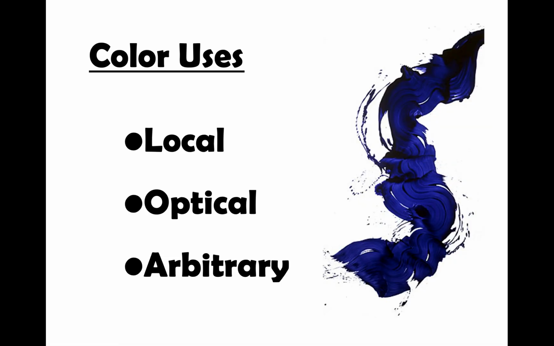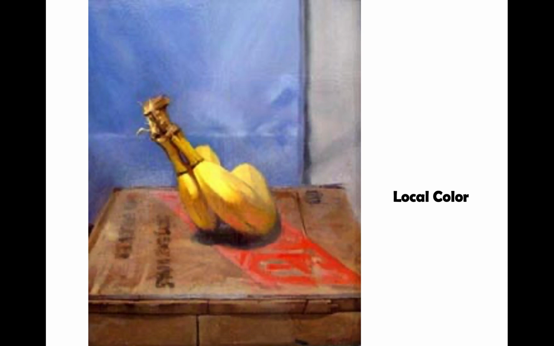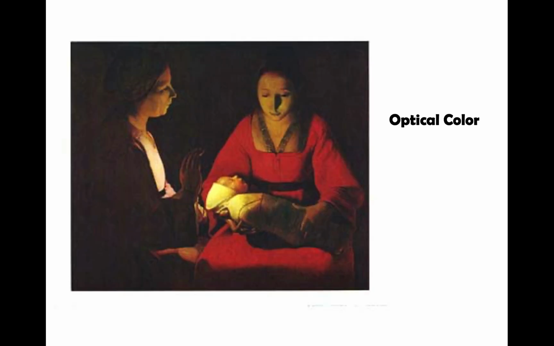Color uses. There are three basic ways that color can be used in a painting and other works of art: local color, optical, and arbitrary. Local color is identifying a color of an object under ordinary daylight. It's color that we know. We know that bananas are yellow, that grass is green, and that some apples are red, cardboard boxes are brown, right? That's local color.